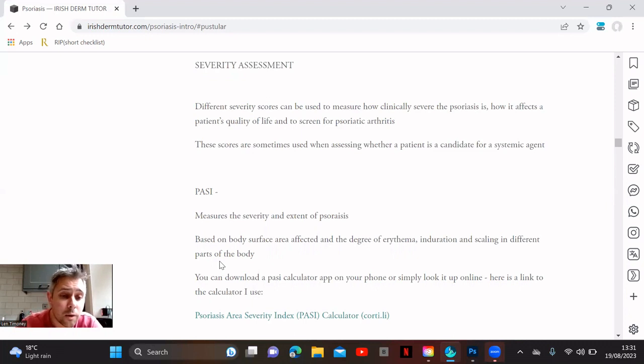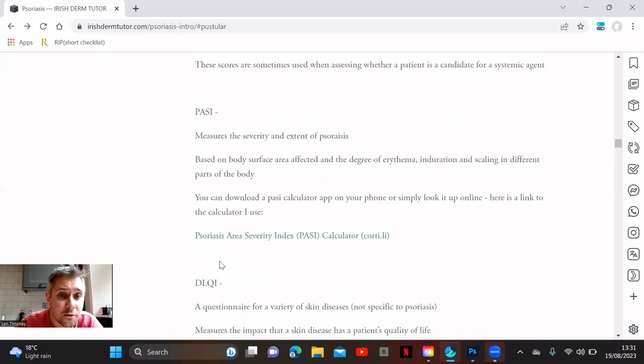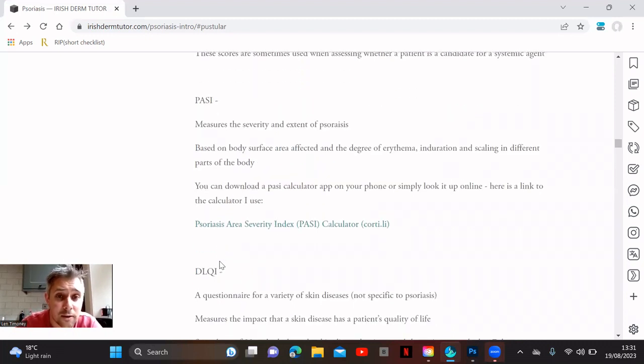The common one we use to objectively measure the extent of psoriasis is the PASI score. It's based on the body surface area affected and the degree of erythema, induration, and scaling in different parts of the body. Oftentimes, if you're in a dermatology clinic and you see a psoriasis patient, you might be given the sheet with a PASI score to fill out yourself, or else you can download the PASI calculator app on your phone.